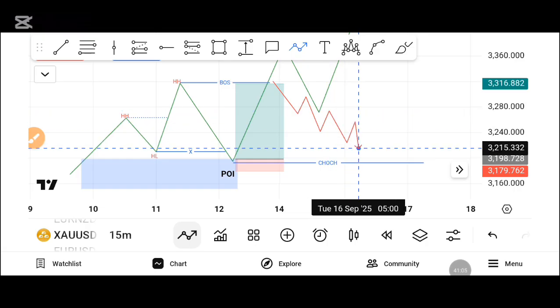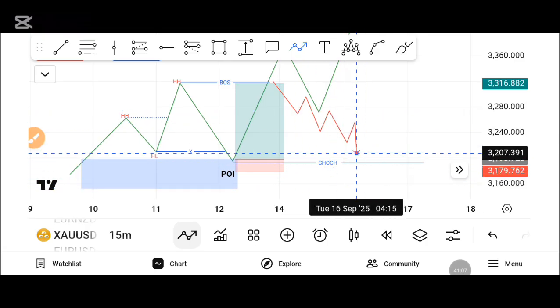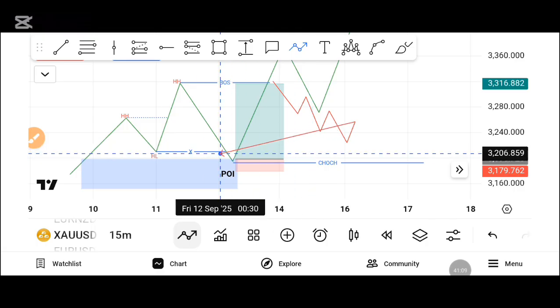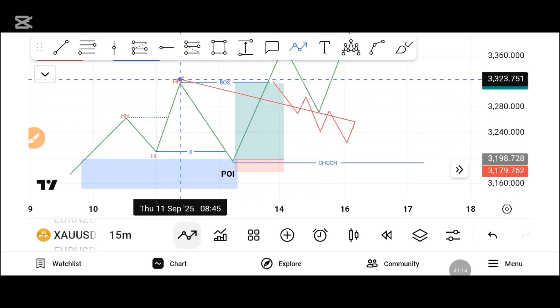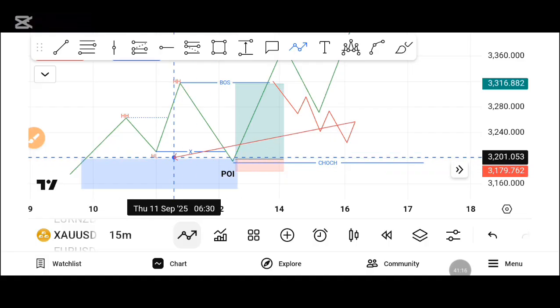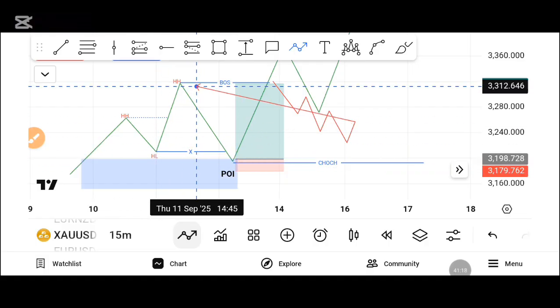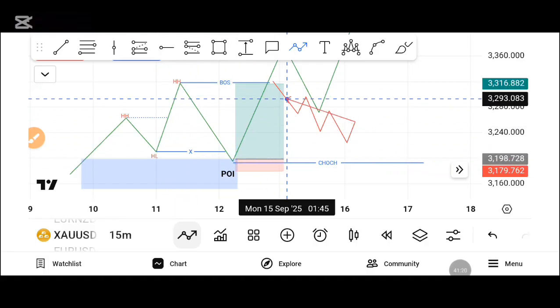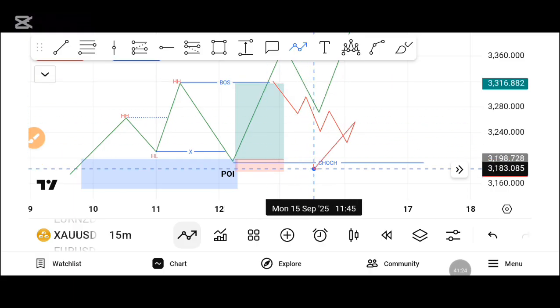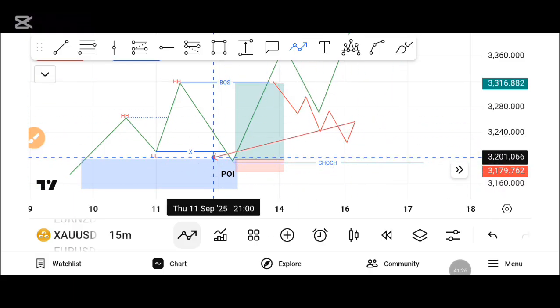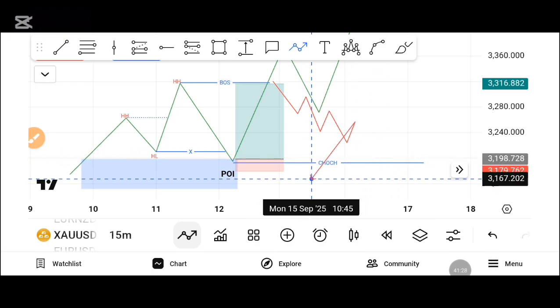But what we don't want to see is price break this low here, the low that took out this inducement. You can see price retraced from this point and took out the low of this candle, giving us a valid break of structure. So we don't want to see this low broken. This low that took out this inducement is our CHoCH.